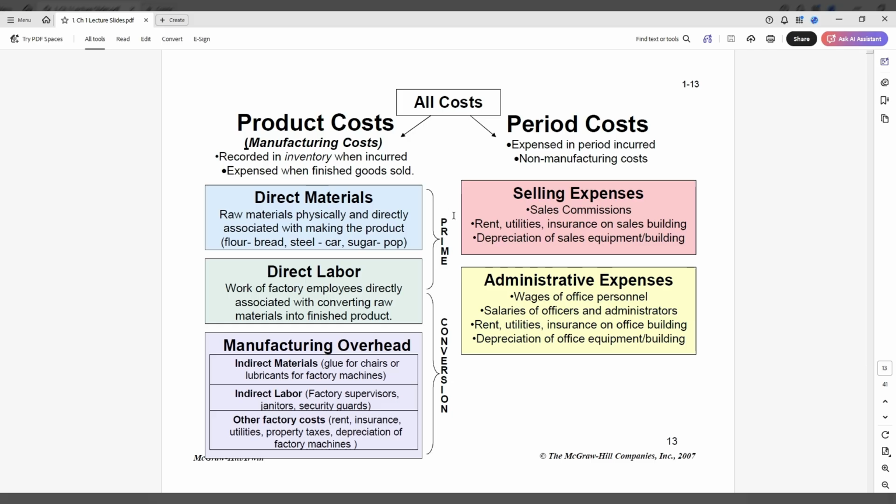And then finally on this slide, we categorize direct materials and direct labor as the prime costs. These are the 2 things going into the production process. And then conversion costs are the overhead and the labor that converts those materials and labor into the final product. So a couple extra categorizations for you.